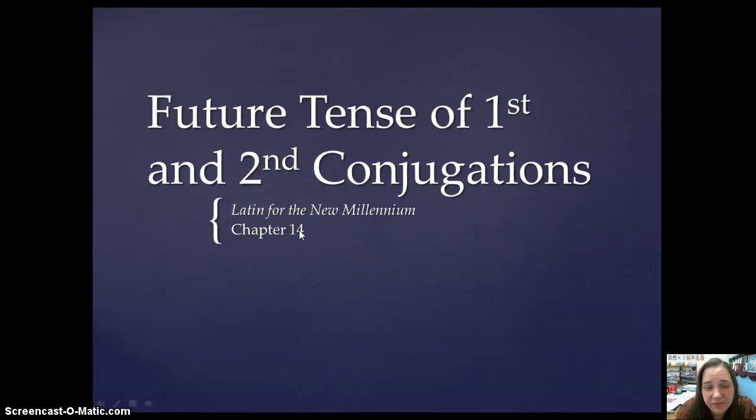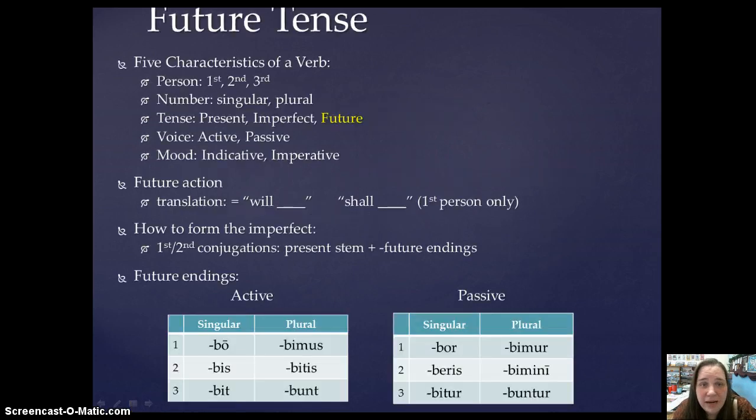Today's video is the first lesson in Chapter 14 in Latin for the New Millennium. And we're going to learn how to form the future tense for the first and second conjugations only. So in future videos, we're going to learn how to do it for the third, third -io, and fourth. But for right now, just the future tense for the first and second.